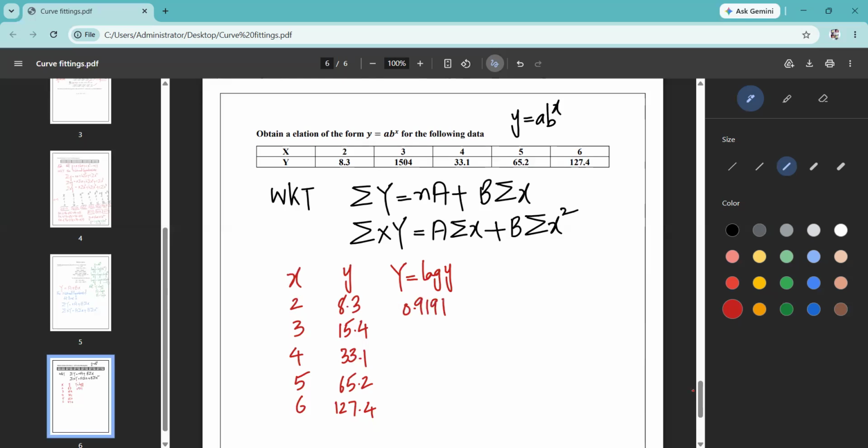0.9191. This is 1.1875 and this is 1.5198, and for 65.2 we get 1.8142. This is 2.1052.